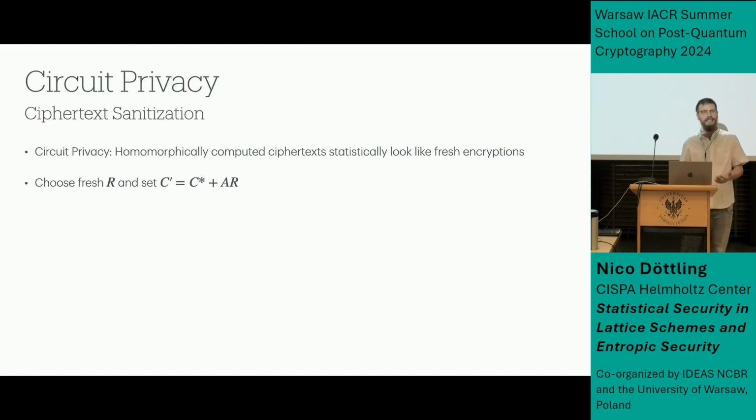And so the first idea is just what comes to mind and what one would do in group-based encryption schemes like El-Gamal: add an encryption of 0, right? Sample a fresh encryption of 0 and add it on top of such a ciphertext C star. And an encryption of 0 in GSW is just A times R for a fresh R. Okay, let's see how well this does.